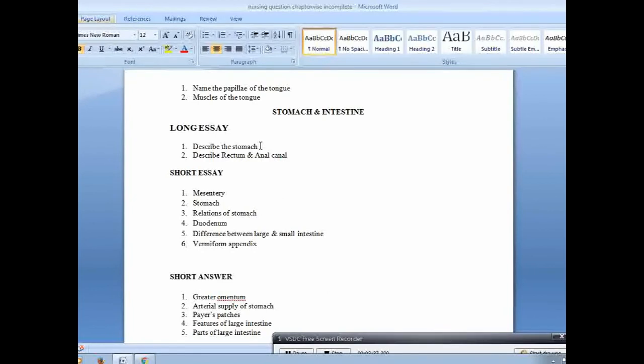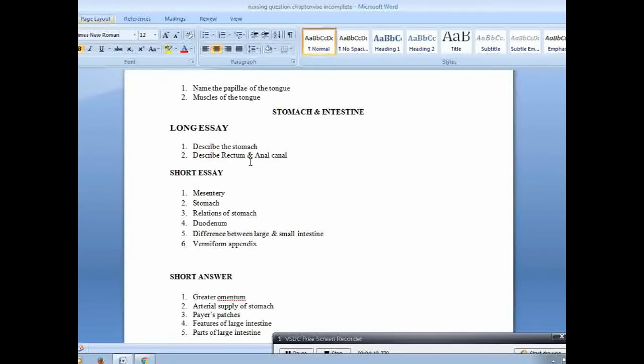The stomach, the capacity of the stomach, the different parts of the stomach, lymphatic drainage, blood supply, nerve supply of the stomach, interior of the stomach, the muscles of the stomach, right? And describe rectum and anal canal. So here both are big topics, so they may not ask like this. They may ask rectum separately or anal canal separately, but if they ask these two together, then you need to cut short the answers, because it is a big topic.